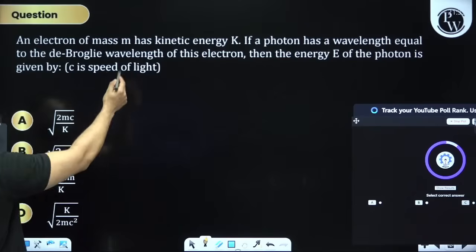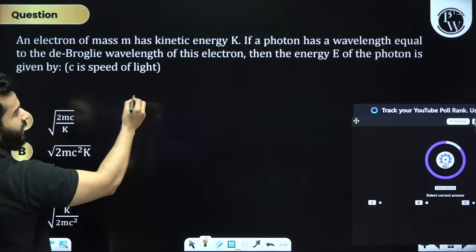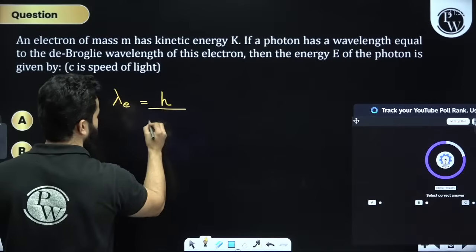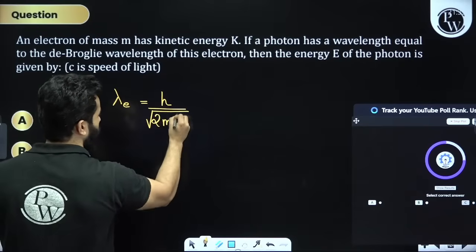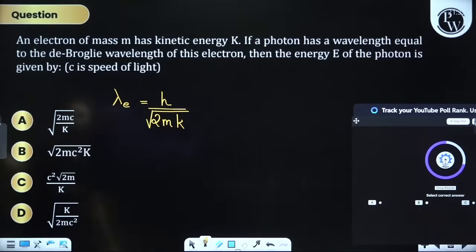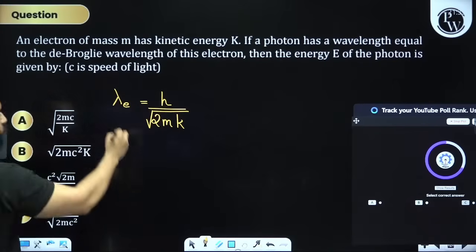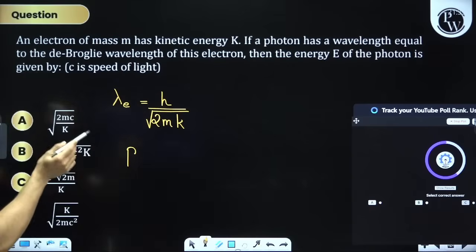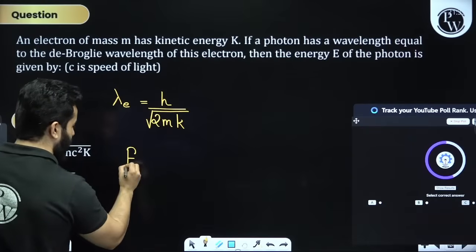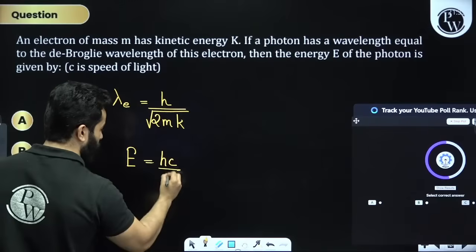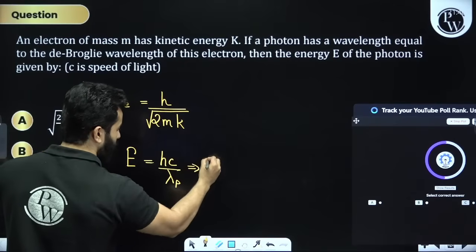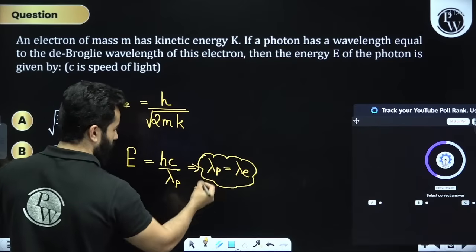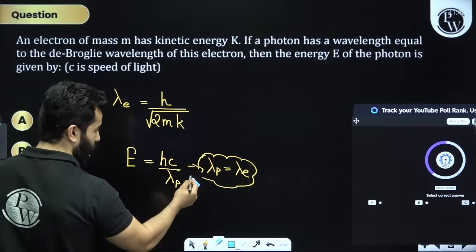They are saying we have got an electron of mass m and kinetic energy k, right? So its de Broglie wavelength will be given by h divided by momentum, and momentum will be given by the square root of 2m into kinetic energy k. Then they are saying if a photon has a wavelength equal to the de Broglie wavelength, the energy E of the photon is given by. So E will be written as hc by lambda of photon. And now they are saying lambda of photon is actually equal to lambda of electron. They are saying this, right?